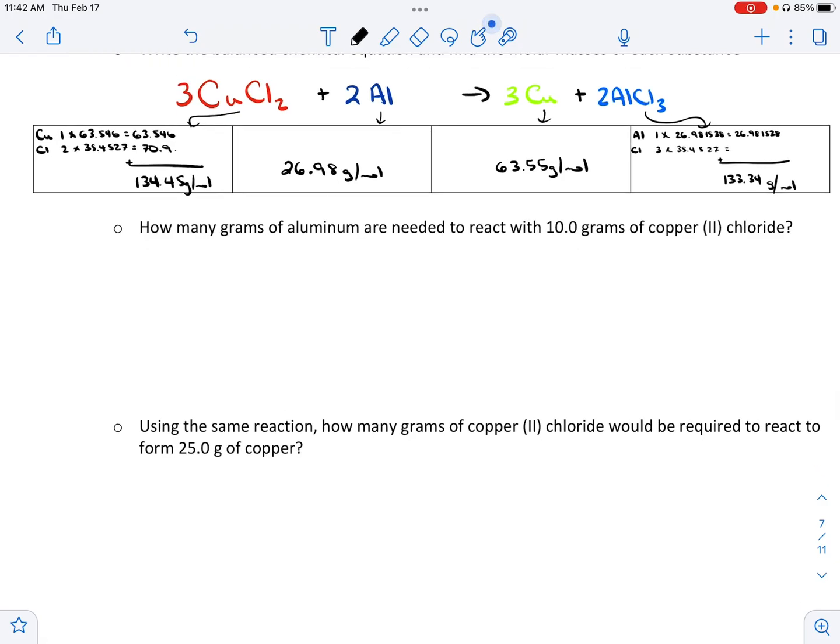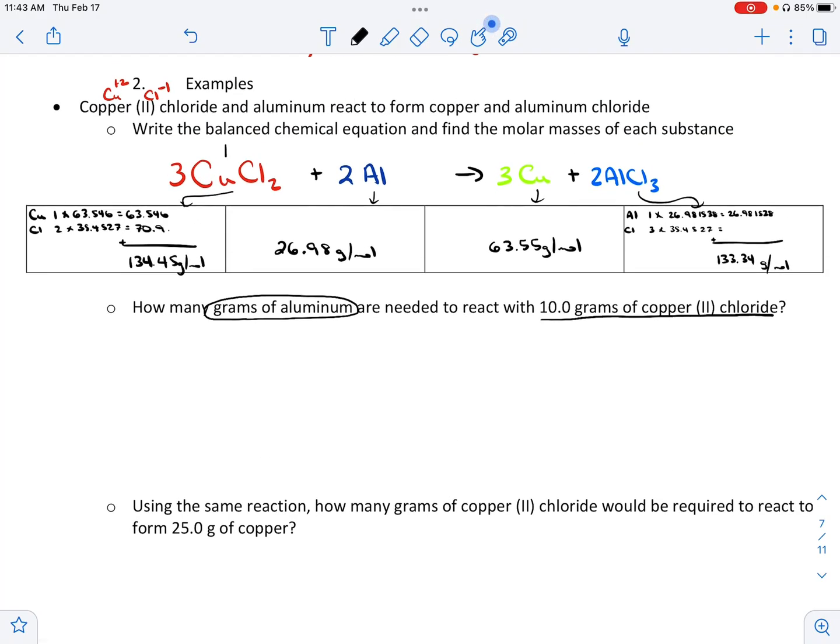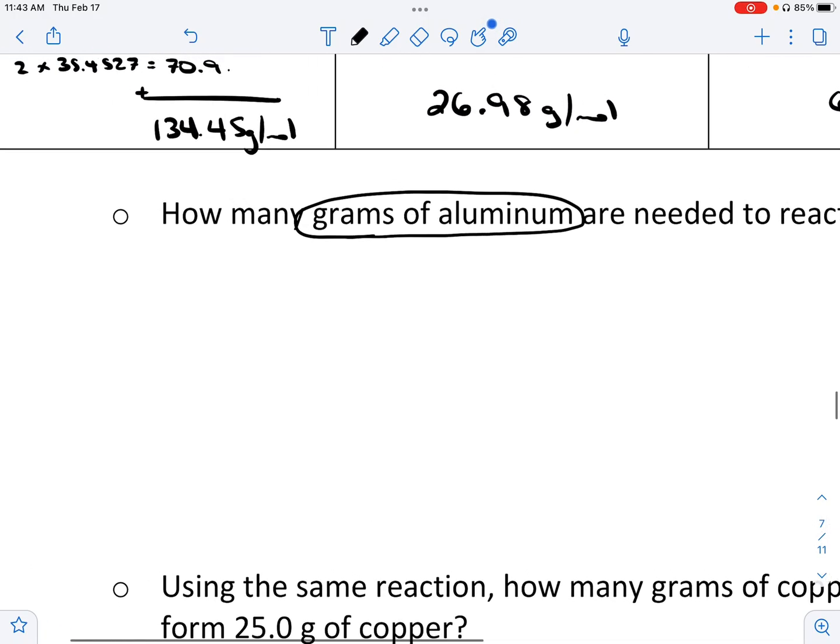So step one, let's go ahead and read this problem. We've already done step one, write a balanced equation, but let's read through. It says how many grams of aluminum? So we're looking for aluminum in grams this time, and we're starting with 10 grams of copper 2 chloride. We know we have 10 grams, and we're going to our question mark there of aluminum. So we're going to start with our T-chart, 10 grams of CuCl2.